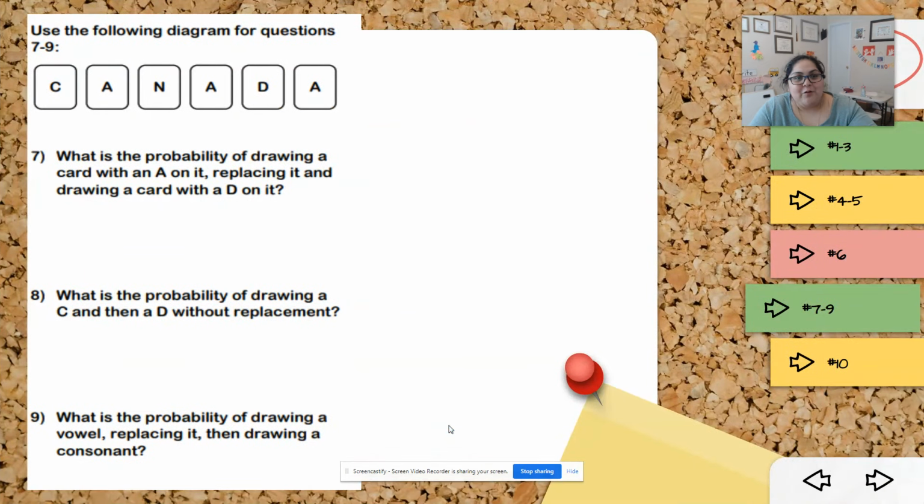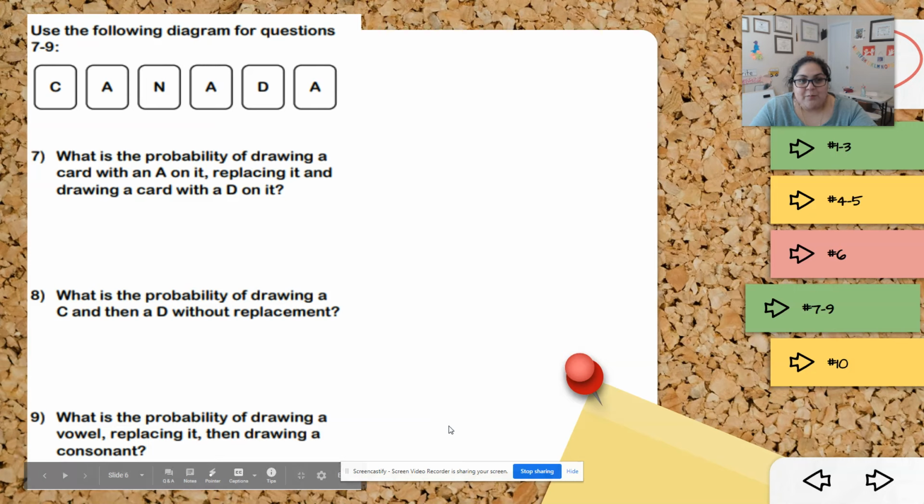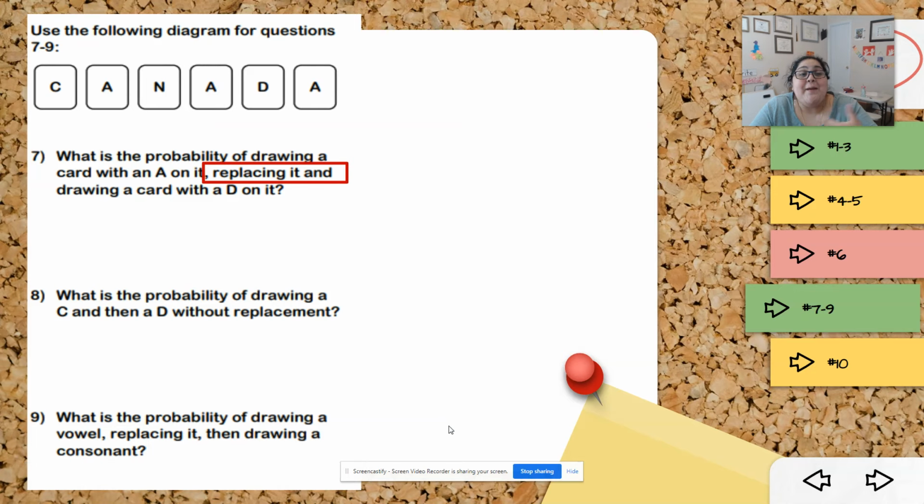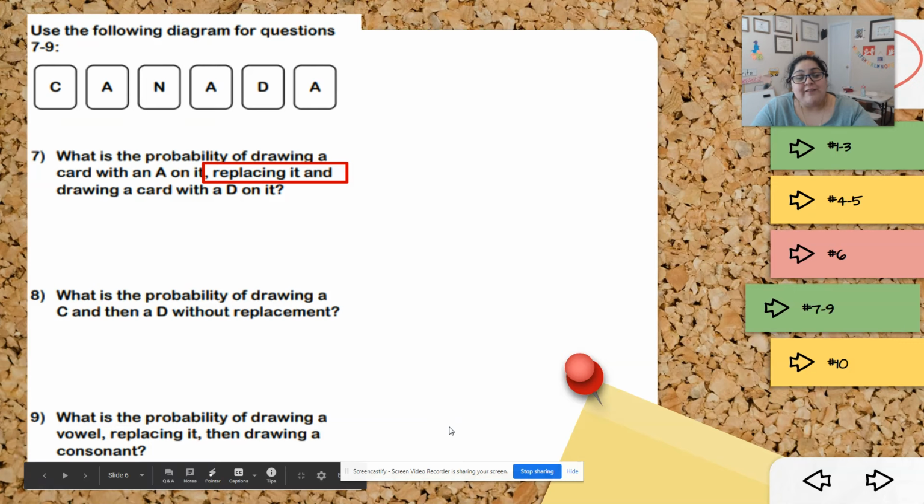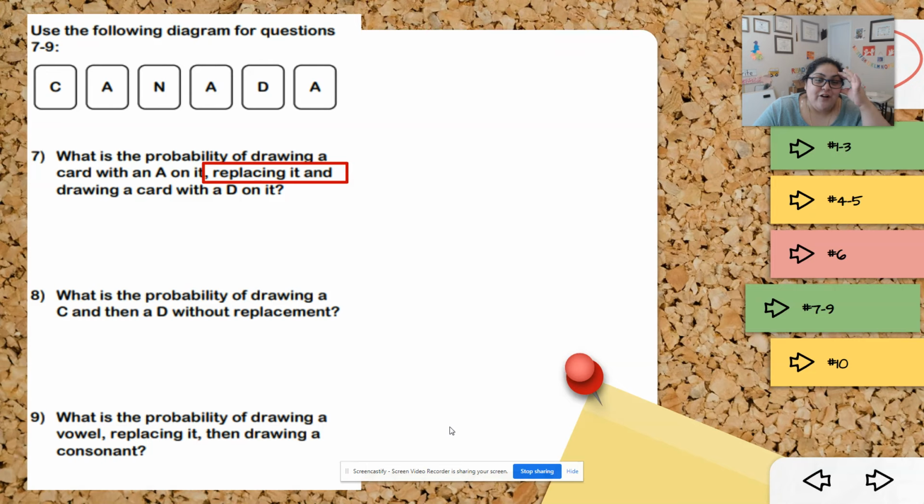All right, here's another one. Okay, we're reading the problems. Okay, replacing. So I'm putting it back. Remember, when you read these problems, you want to look and figure out any keywords, any words that shoot out to you that are telling you, hey, they're either putting it back into the problem, they're using two different things. Okay. All right. So replacing it, that means that they are not changing the total number.